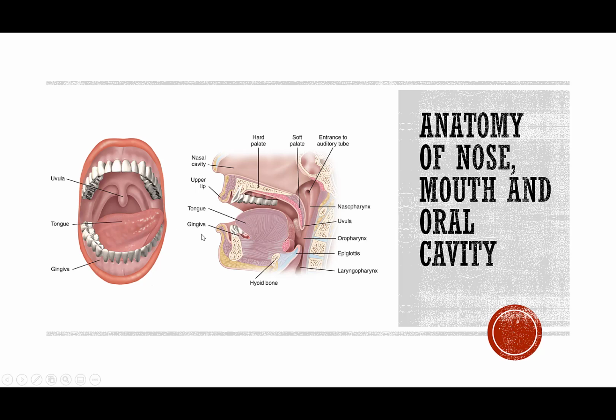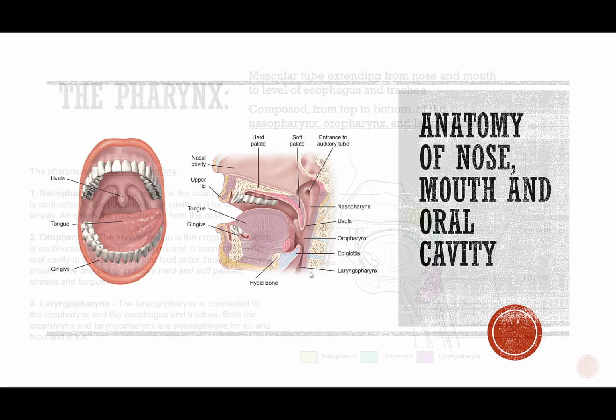All right, so looking at it from the side, we've got the nasal cavity. We've got the hard and soft palate. We've got the auditory tube, the nasopharynx, the uvula, right, which is this thing here from the front, the oropharynx, the epiglottis, which we'll talk about, the hyoid bone, and the laryngopharynx. All right, we're going to take a deeper dive. So you can stop, you can look at this, and you can look online to get other ideas. But this is basically the components of the nose, mouth, and oral cavity.